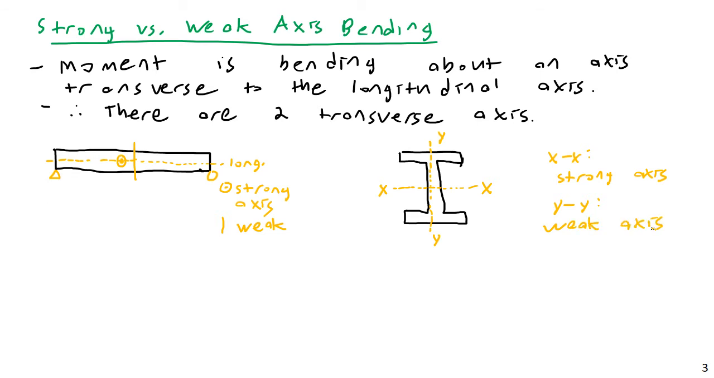So we can see, because of the amount of area further from this axis of bending, this W shape will be much stronger in bending about the x-axis than it will about the y-axis. So that fundamentally is the difference between strong axis and weak axis bending. Any questions on that? All right, so that's the basic difference there.